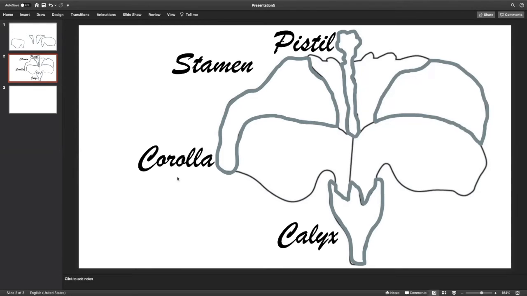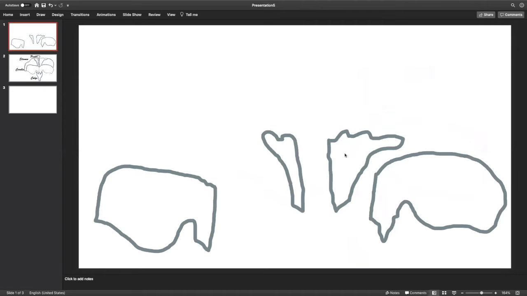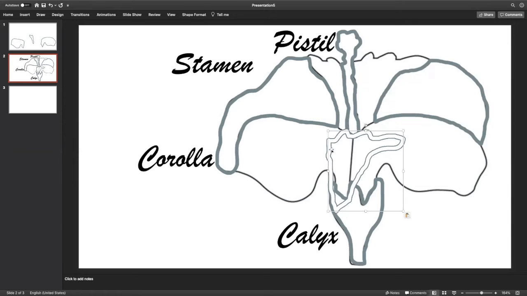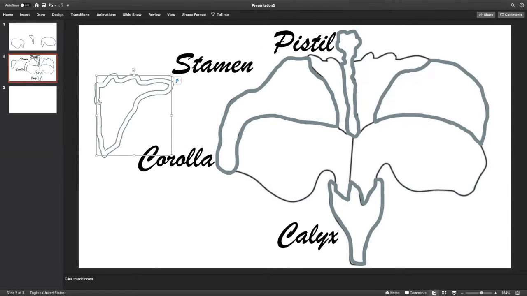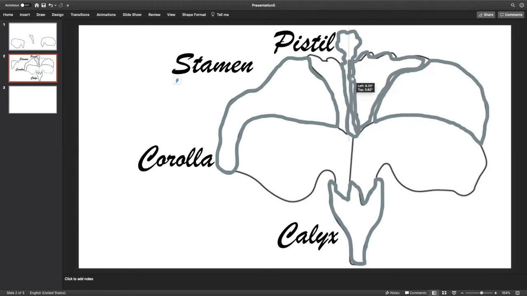Let's see. Grace, can you help me with this shape? Let's go in right here. I see you pointing right here. Do you remember what this is called? Yeah. What is it called? Pistol. Well, the pistol is this one right here, the long one in the middle. This one starts with the S. Stamen. Stamen.